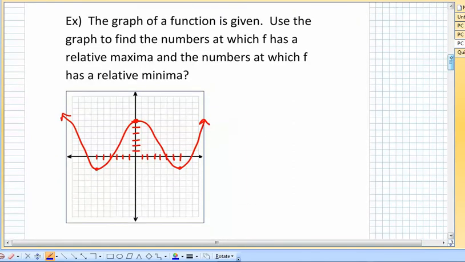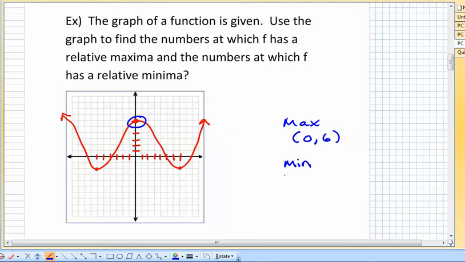It says, using the graph of the function, find where f has a relative maximum and the numbers at which f has a relative minimum. Well, for the maximum value, if you notice, the maximum is here. That's the top of a parabola. And the maximum point is 0, 6. So it occurs at x equals 0, but the maximum value is 6.